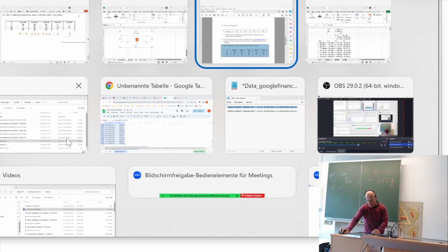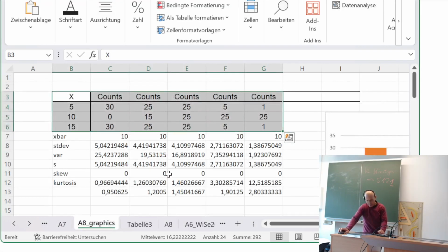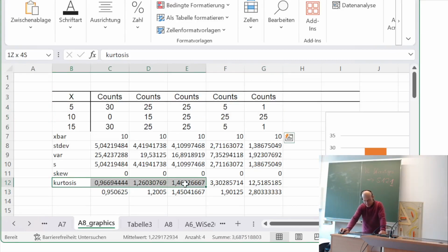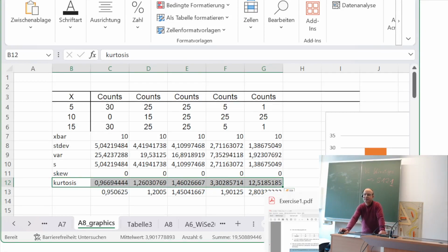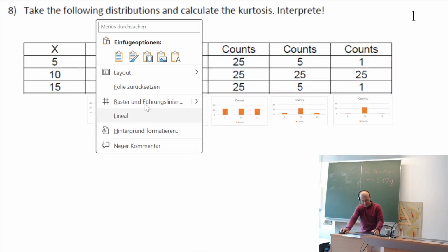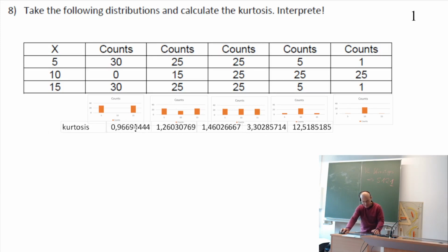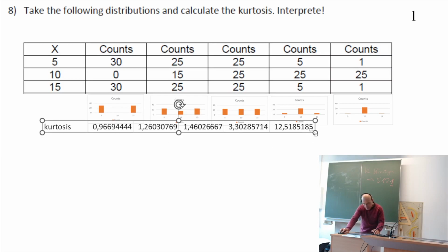Well, and the surprising thing is that if we now calculate the kurtosis, and this I did here for you, it is just the other way around.